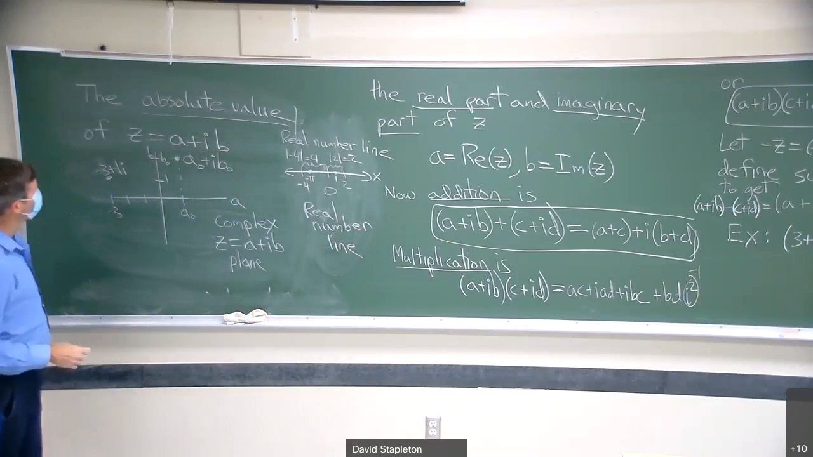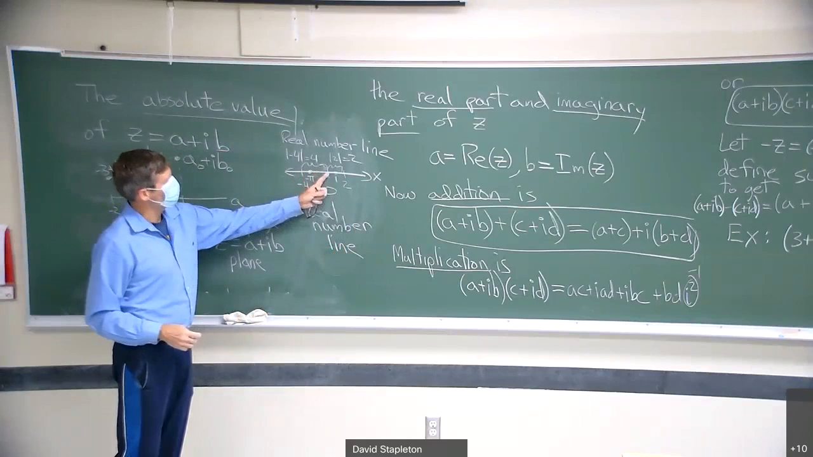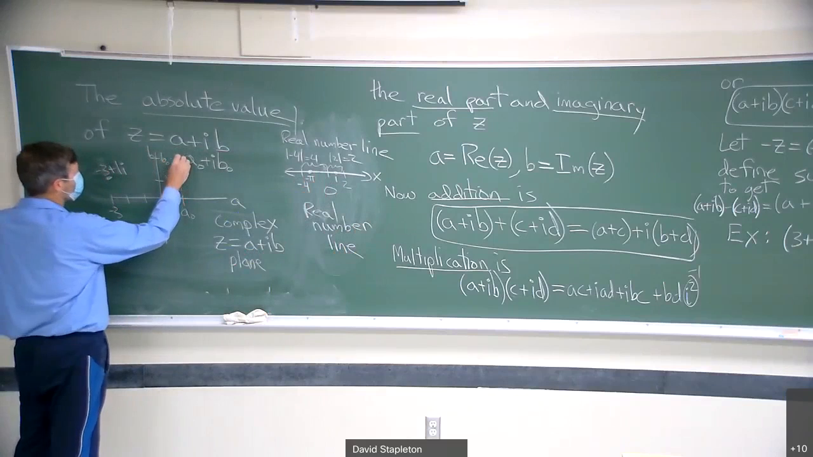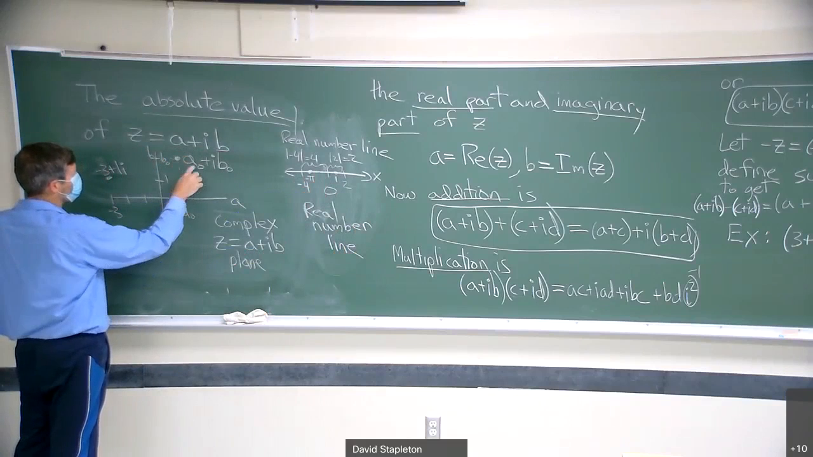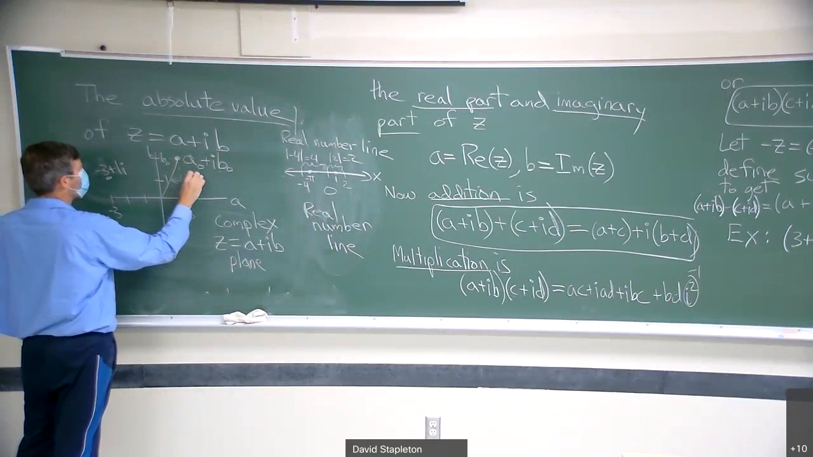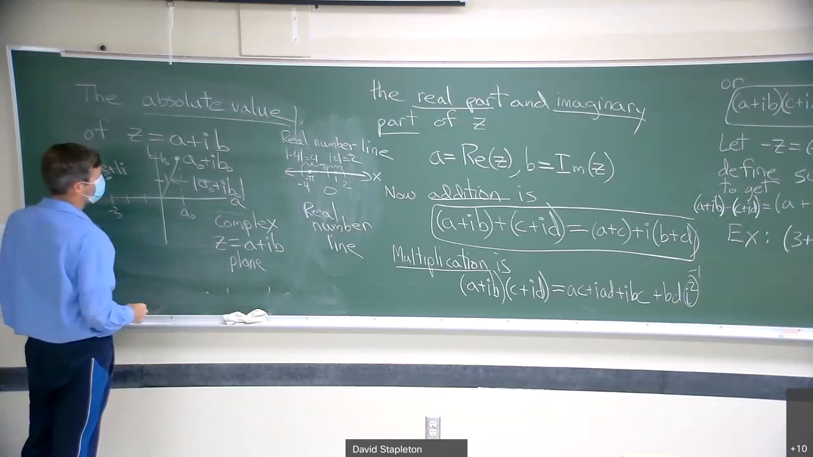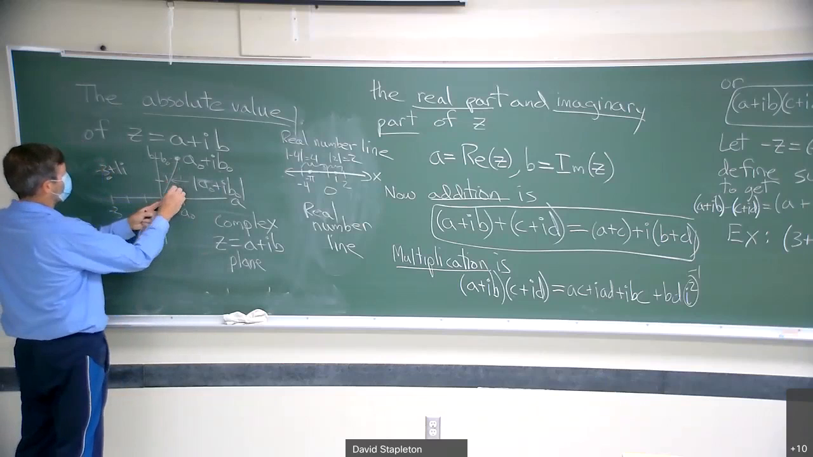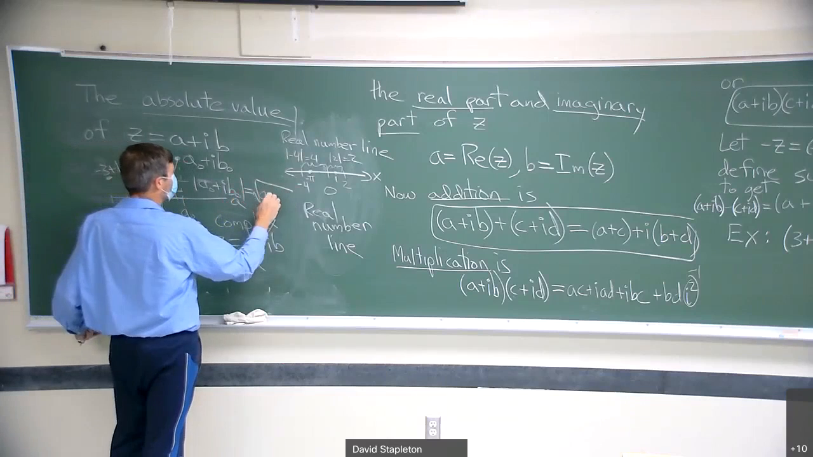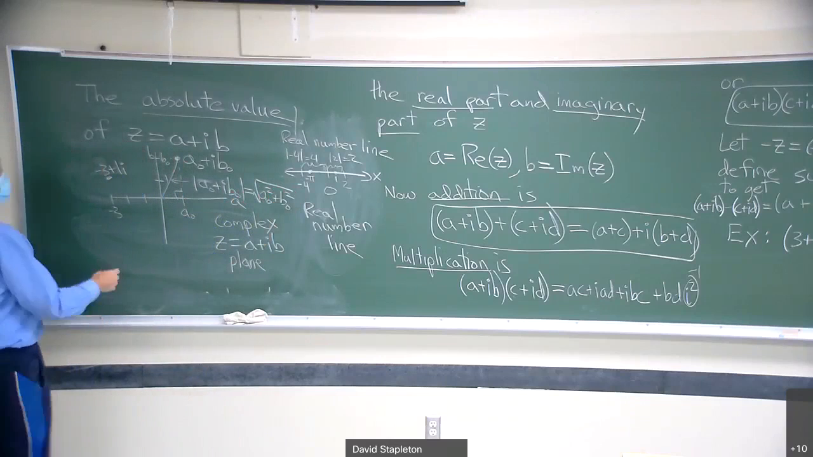Now, with that in mind, we define the absolute value of a real number as its distance from the origin. Maybe we can define the absolute value of a complex number the same way. So for instance, this number a0 plus b0i, what's its absolute value? Let's make it the distance to the origin. And what is it? Well, it's the Pythagorean theorem, right? The square root of a0 squared plus b0 squared. That's how we'll make the definition.